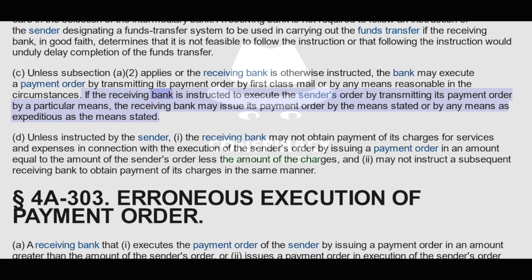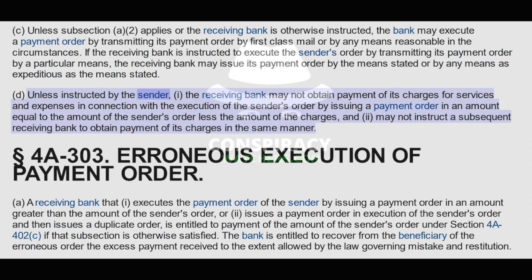If the receiving bank is instructed to execute the sender's order by transmitting its payment order by a particular means, the receiving bank may issue its payment order by the means stated or by any means as expeditious as the means stated. Unless instructed by the sender, the receiving bank may not obtain payment of its charges for services and expenses in connection with the execution of the sender's order by issuing a payment order in an amount equal to the amount of the sender's order less the amount of the charges, and may not instruct a subsequent receiving bank to obtain payment of its charges in the same manner.